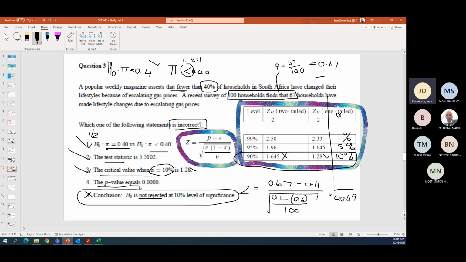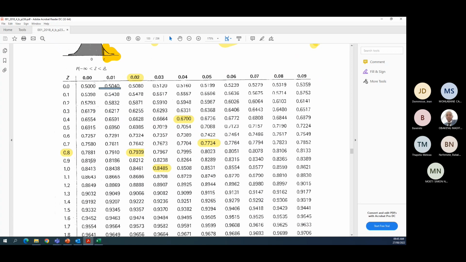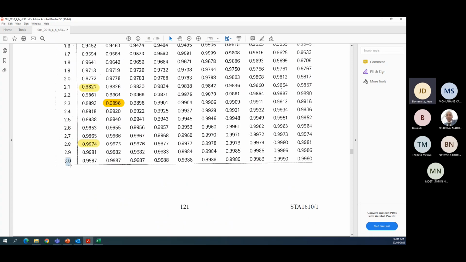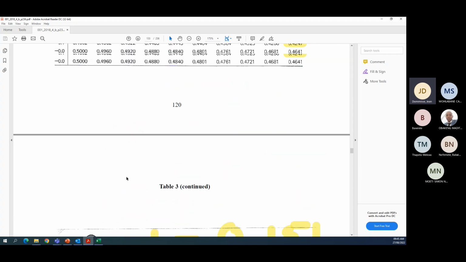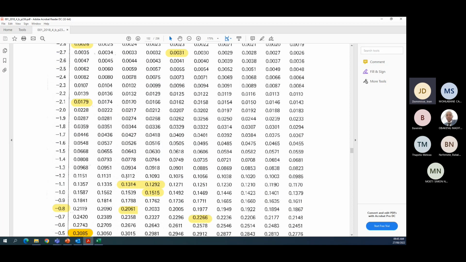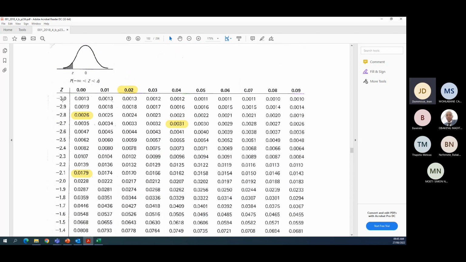To work out this p-value is, again, a difficult one because you would see on your tables, we stop at 3. And at 3.09, let's go to the negative one because the negative one shows it nicely. At 3.09, we're sitting with 0.001 for that small area.